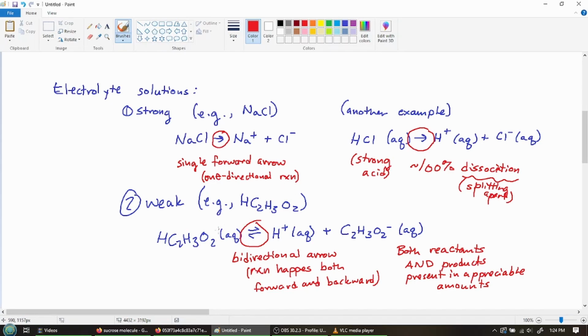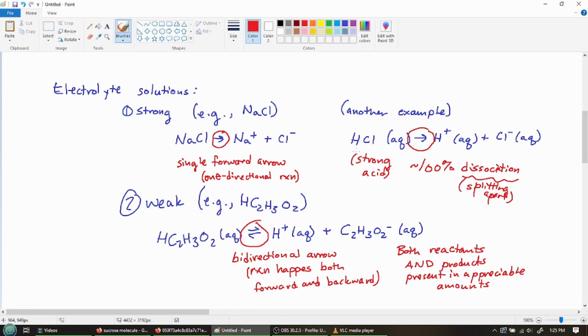We mean that both the non-dissociated form, the non-ionized form, so acetic acid, is present in an appreciable amount in the solution, but also we have lots of H plus and acetate ions. Whereas for the case of hydrochloric acid, we have lots of H plus and chloride anions, but very little of the actual hydrochloric acid undissociated species.